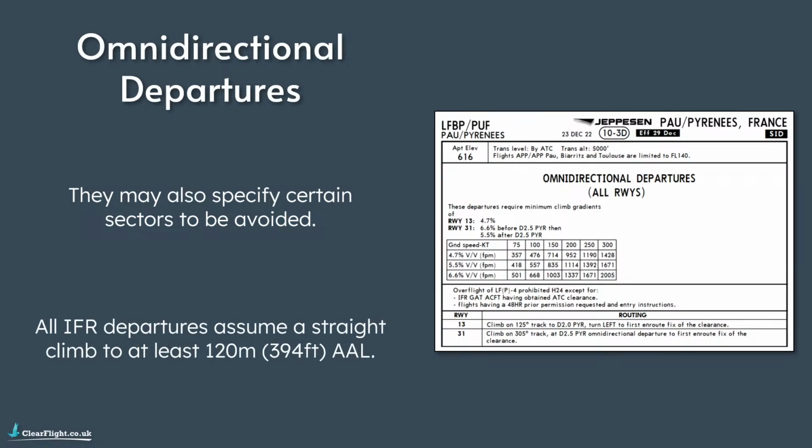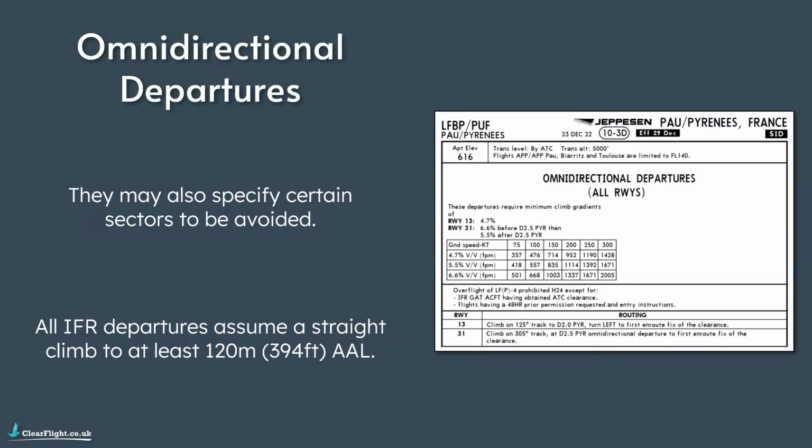And if you do ever get ones that simply say climb straight ahead, don't give you an altitude or a distance that you need to reach, and they just say turn left to your first en route waypoint or something similar, then we need to know that all IFR departures assume a straight climb to at least 120 meters, which for our purposes we can just round to 400 feet. So all IFR departures, you're always going to need to climb straight ahead to at least 400 feet above the aerodrome level.